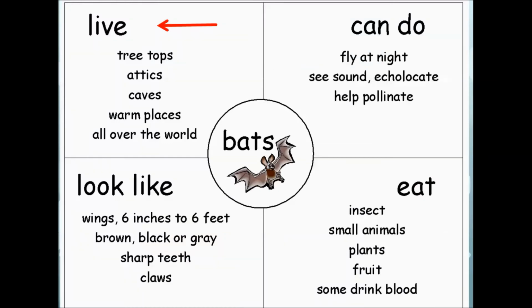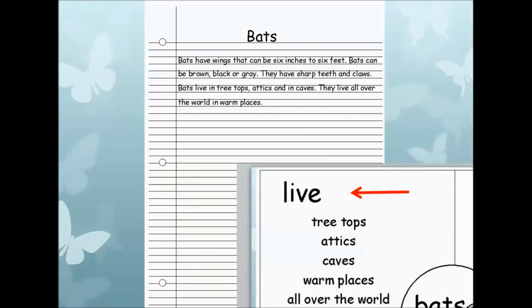The next section I'm going to write about is where bats live. We researched and found out that they live in treetops, attics, in caves, warm places, and all over the world. Now I've taken my research on where bats live and written these sentences. Bats live in treetops, attics, and in caves. They live all over the world in warm places.